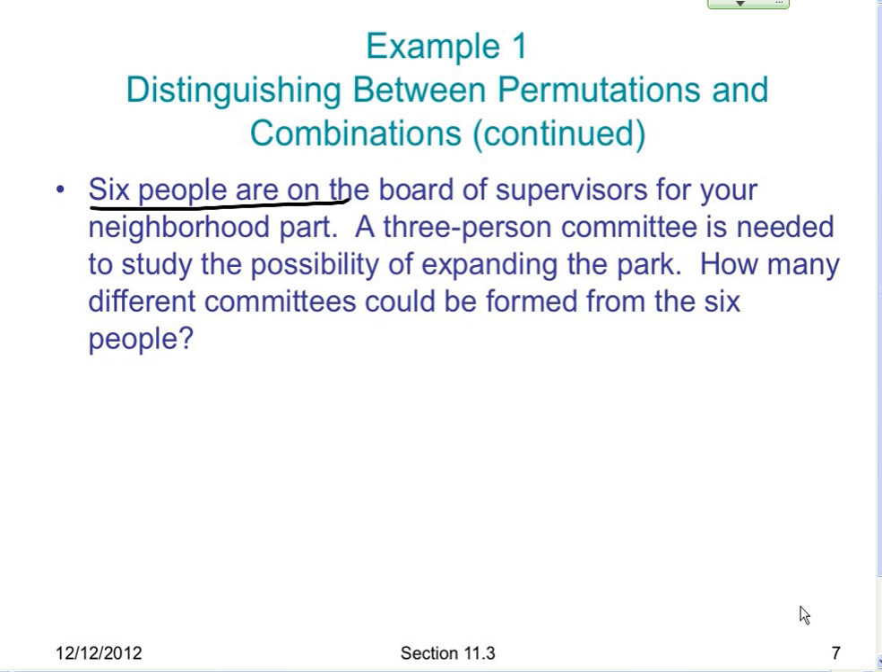Six people are on the board of supervisors. We want to pick a 3-person committee. How many different committees could be formed? Well, committee, it helps that it's a C. C committee is always a C combination. We're sticking 3 people on this committee. We don't care who we pick first, second, or third. You don't get a better job. You don't get more money. It's just a committee, and the order doesn't matter.